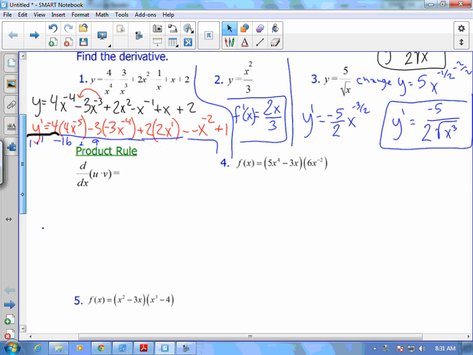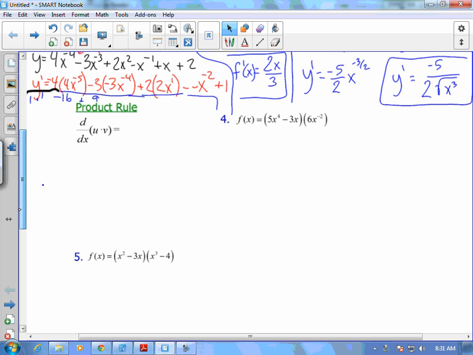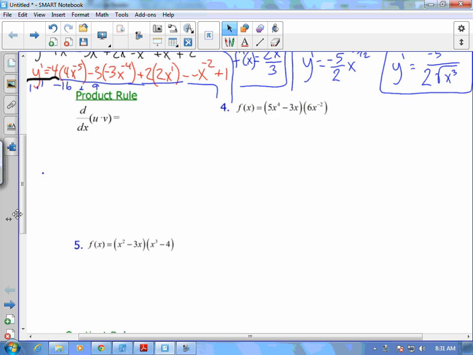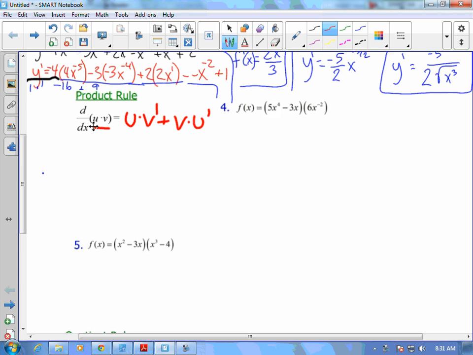Okay, the product rule. We've just been doing the power rule. We've done that for a few days. The product rule is when we have something times something, and we're taking the derivative of two things being multiplied, because product is the answer to a multiplication problem, right? So when we're taking the derivative of two terms being multiplied, this is how the product rule goes. U times v prime plus v times u prime.